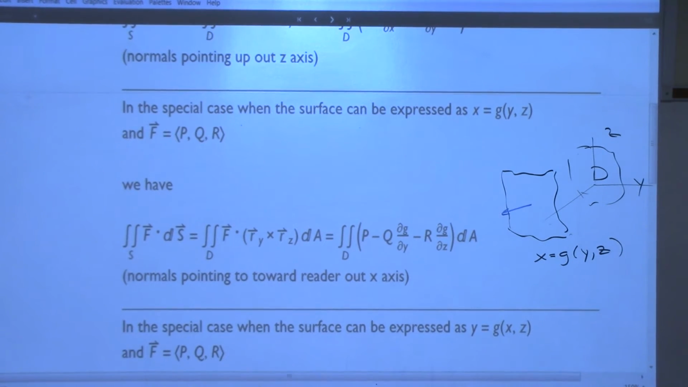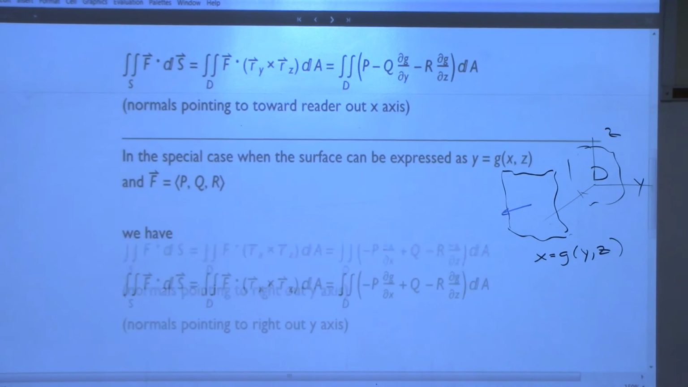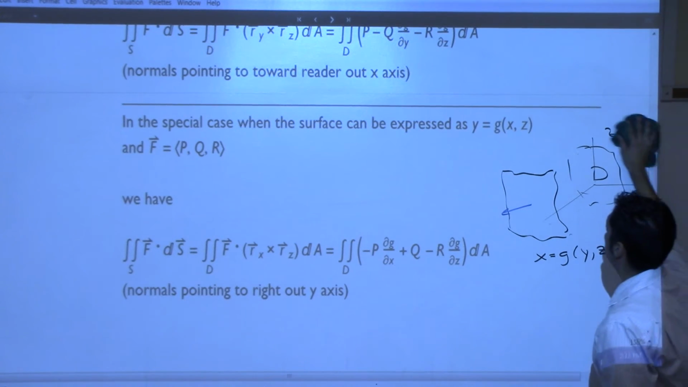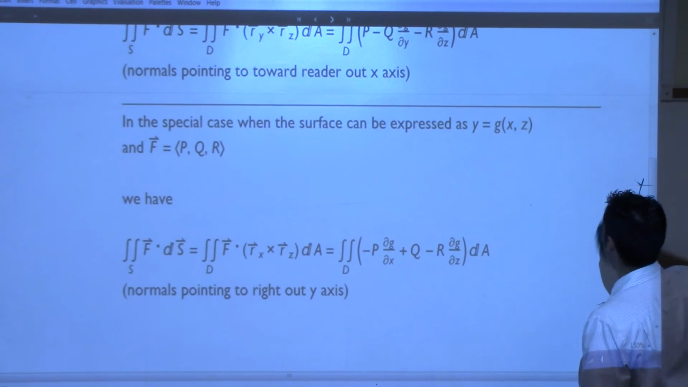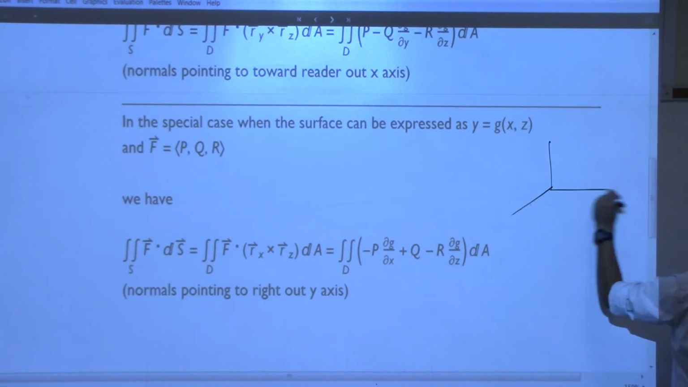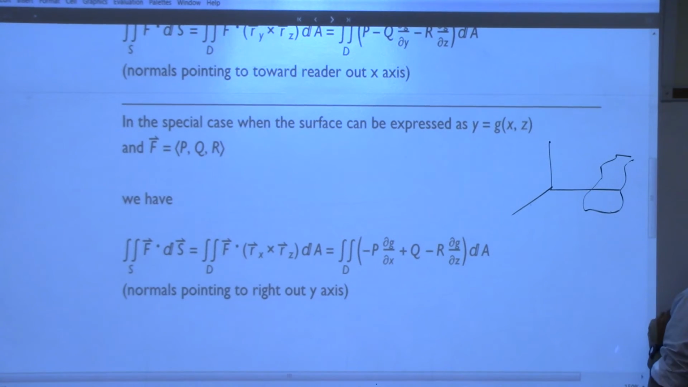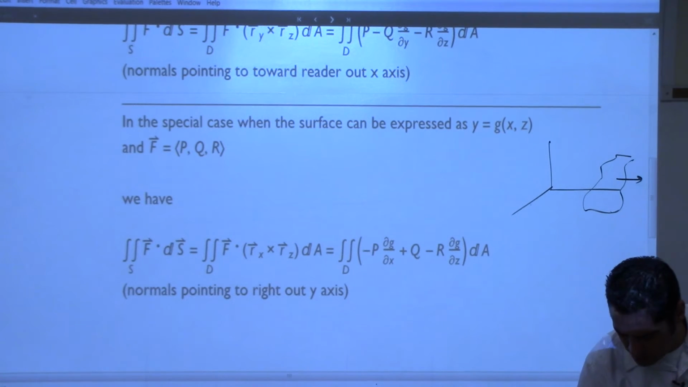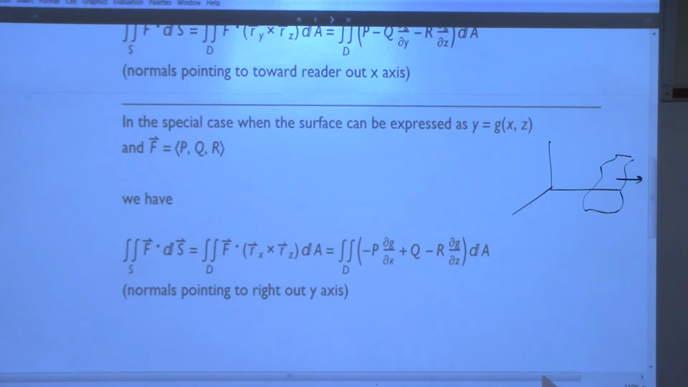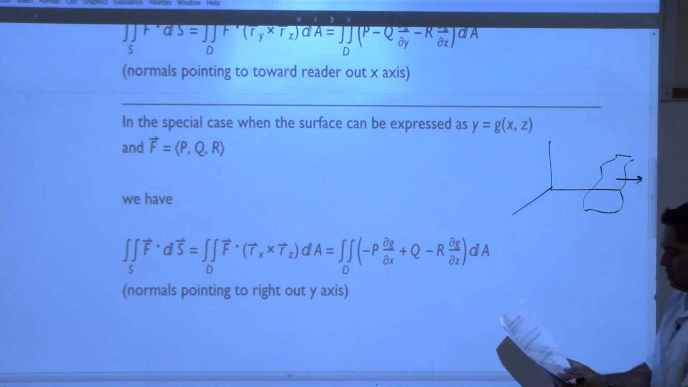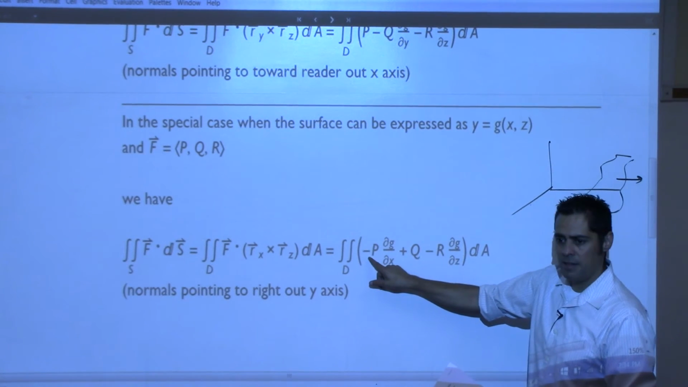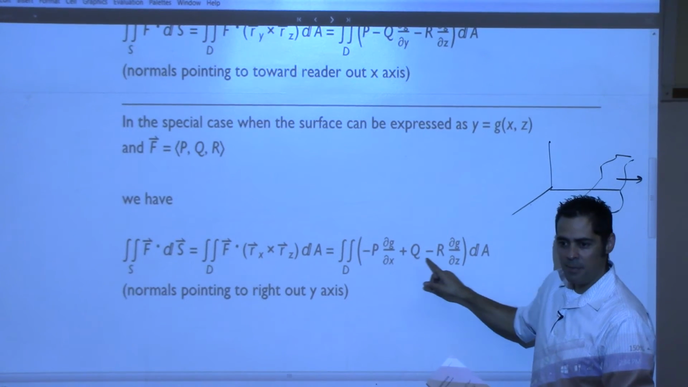And then finally, if your surface can be expressed as y equals a function of x and z, that's like this. Here's my surface this way. Then normals, which way? Out the right. Here's the formula. Is that what I have on my PDF? Out the right. I think on the PDF I don't say anything. And it's opposite on the PDF, isn't it? On the PDF version, doesn't it say positive, negative, positive?